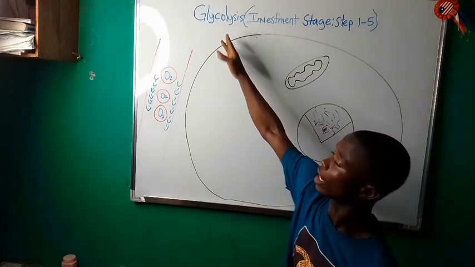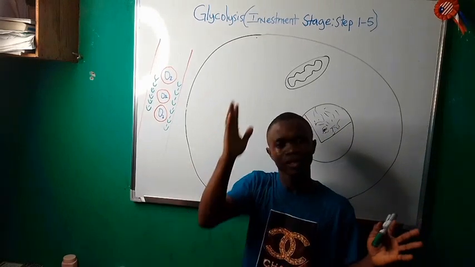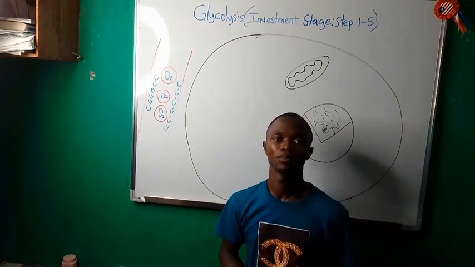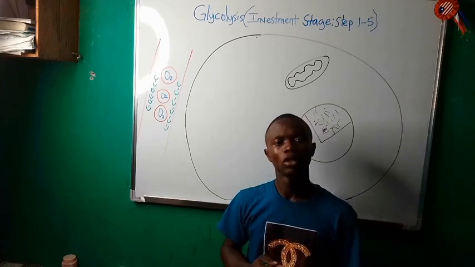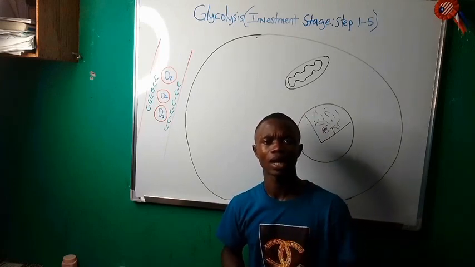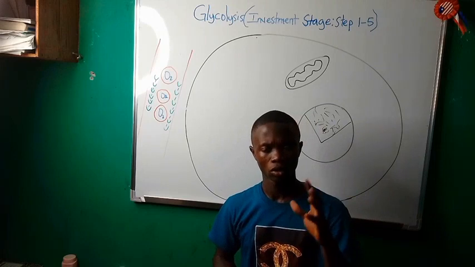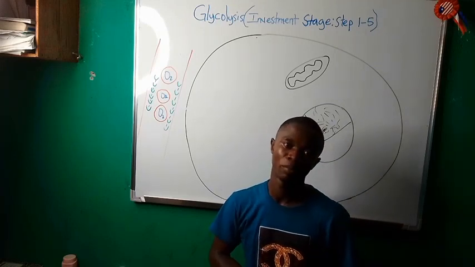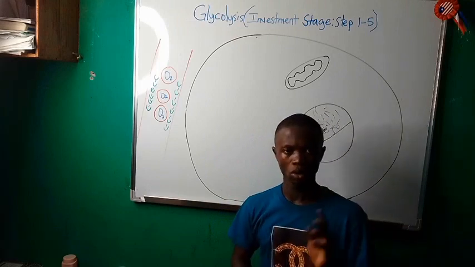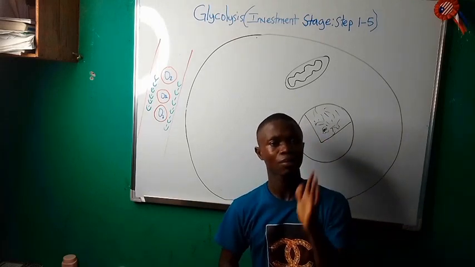Now, glycolysis basically means splitting sugar. If you eat carbohydrate food, you're going to metabolize that carbohydrate to produce glucose, which is the simplest sugar that we constantly find in our blood. And glucose is a 6-carbon molecule.